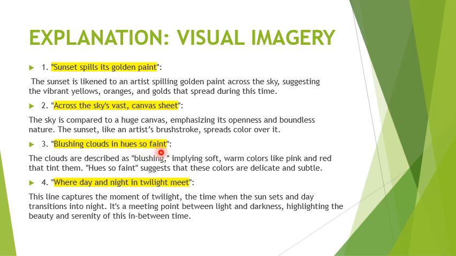Blushing clouds in hues so faint. The clouds are described as blushing, implying soft, warm colors like pink and red that tint them. Hues so faint suggest that these colors are delicate and subtle. Where day and night in twilight meet. This line captures the moment of twilight, the time when the sun sets and the day transitions into night. It's the meeting point between light and darkness, highlighting the beauty and serenity of this in-between time.